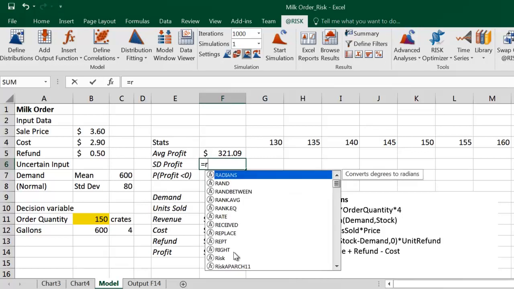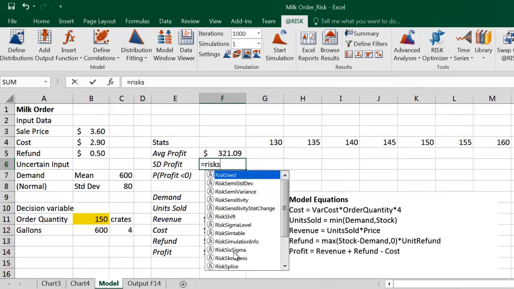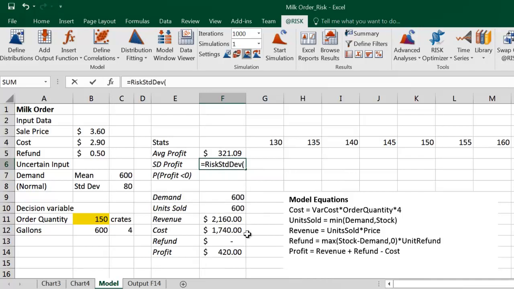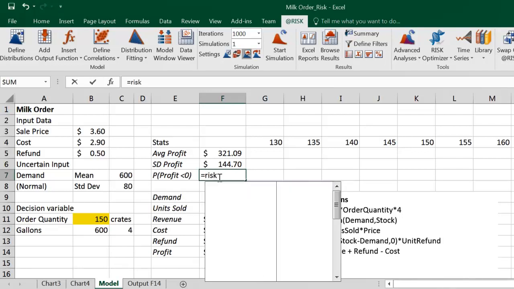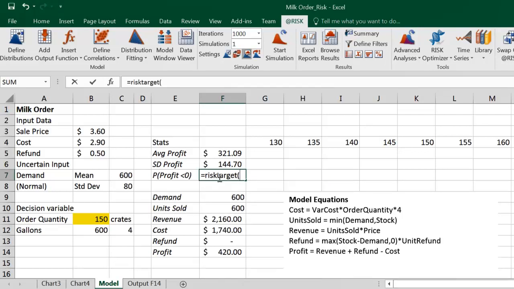Or Risk standard deviation, and highlight that. And for calculating the probability that profit is less than 0, I can use another function in @Risk that is called Risk target. So I need to put that in... I cannot get it right. All right, so this is telling me that the probability that the profit is less than 0, so it's negative, is roughly 4.5%.